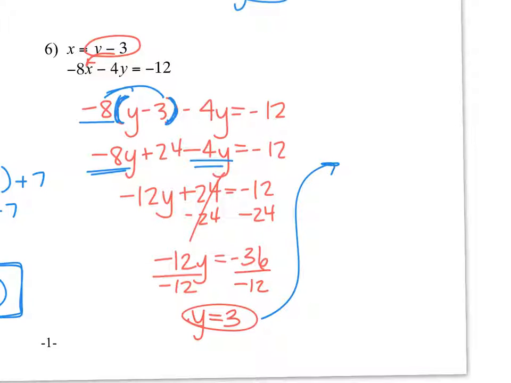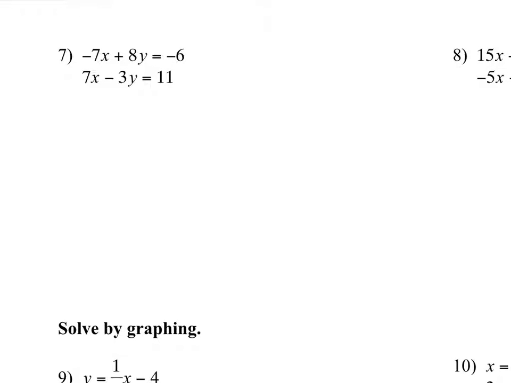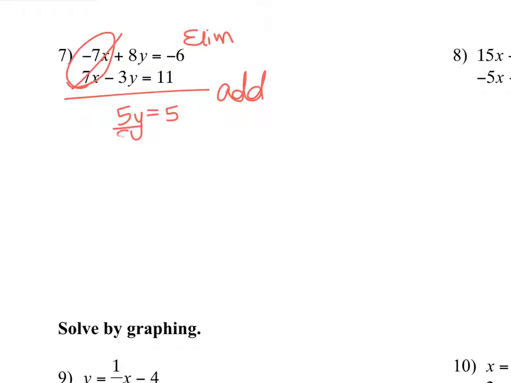We're going to plug into my original equation, the one that I circled, so 3 minus 3. So x is going to be 0, which is going to make my final answer 0, comma 3 for this ordered pair. All right, 7. Here, because they're both in standard form, we are back to elimination. So we're looking for perfect opposites, and we already have them, which means we don't have to change anything. Those cancel, so we're going to add what's left. That's going to give me 5y equals 5. Solve this, so y is 1.